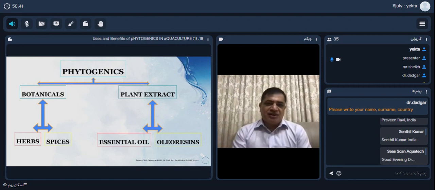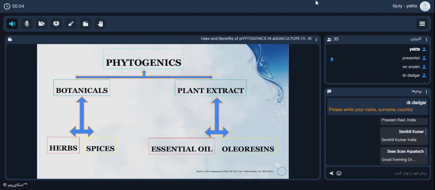So these are, you can say, the byproducts or extracted forms, which are essential oils, and then oleoresins. Oleoresins are like perfumes or aroma, which are used in aromatherapy and these kinds of treatments.